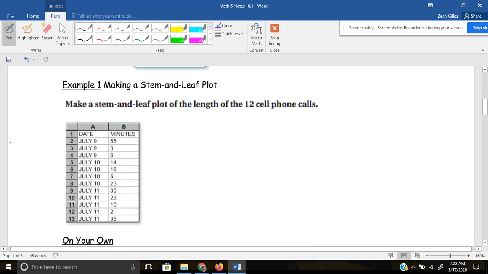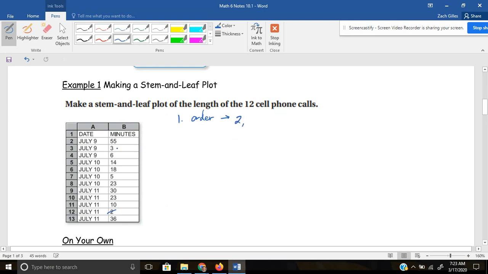For our first example, we're going to make a stem and leaf plot. It says make a stem and leaf plot of the lengths of 12 cell phone calls. You see listed there are different numbers of minutes for the cell phone calls. What I think is a good idea to do first is to order our data, because sometimes it's really easy to miss a number if you don't order it right away.